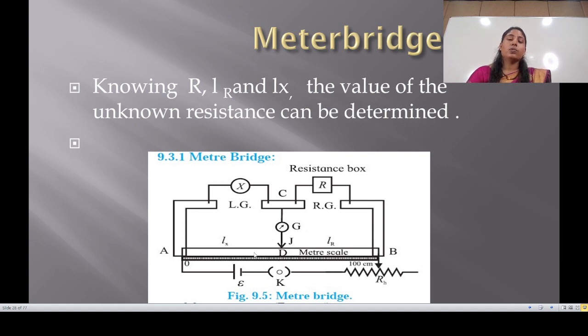When we touch the jockey at different points of the meter bridge, at one point the galvanometer shows null deflection. Then we have to note that jockey point. Here are LX and LR. Suppose when we touch the jockey, LX is 50 and LR is equal to 50. What is the formula? R divided by X is equal to LX divided by LR. So X is equal to LX divided by LR into R. So this is the formula.